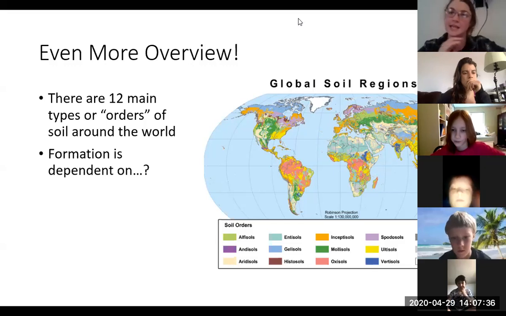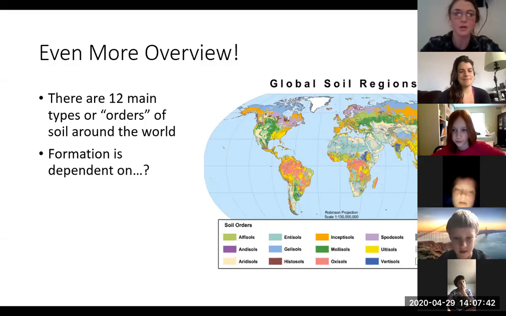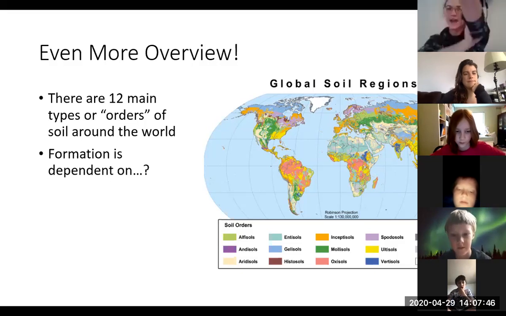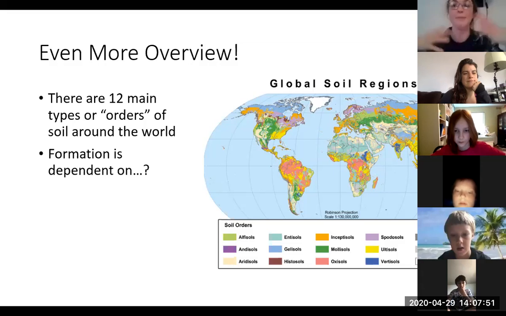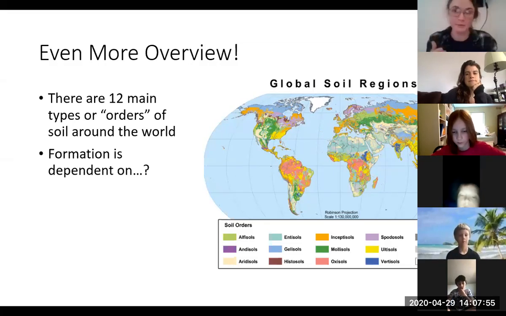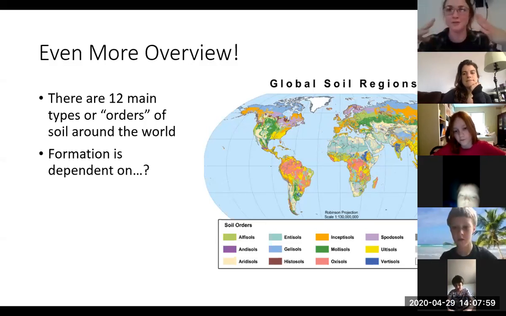And finally, the T in CLORPT stands for time. And so that has to do with how long these soil forming processes are happening. So the longer soil gets to form, the more developed it's going to be, the more horizons it's going to have. All those factors go into what kind of soil is made.